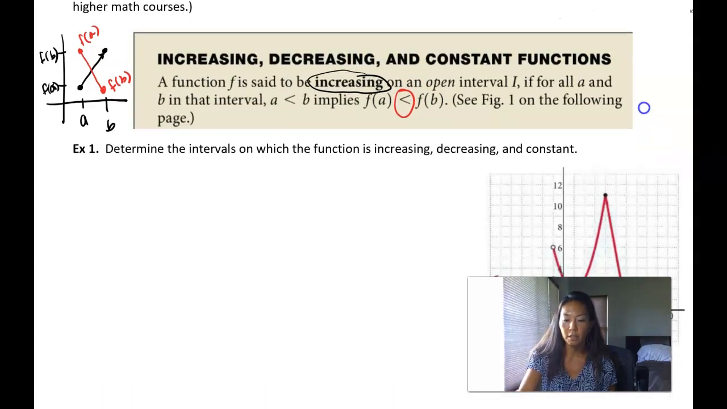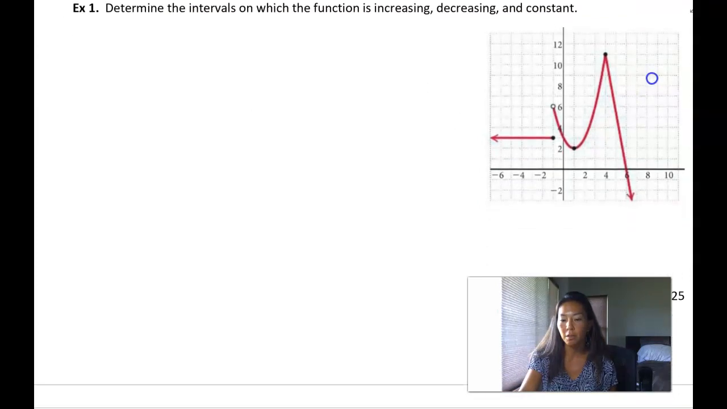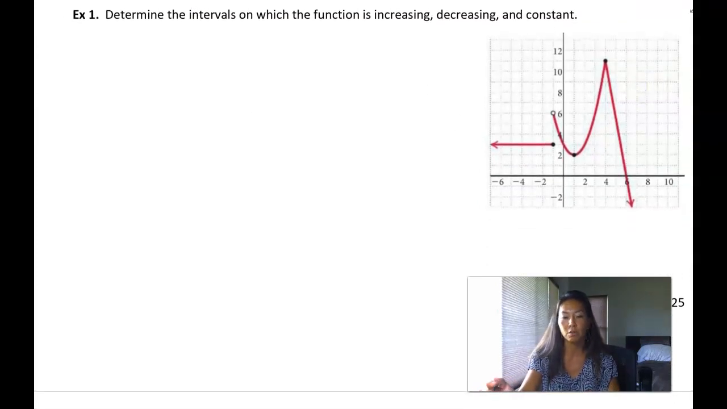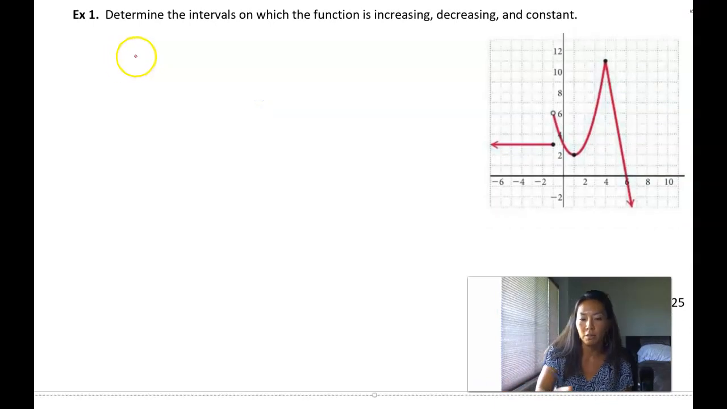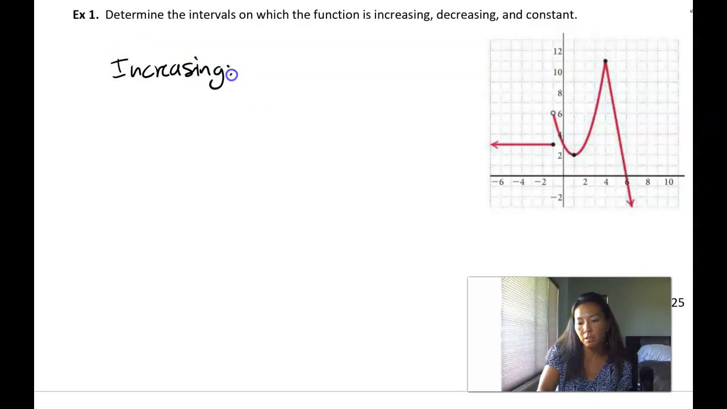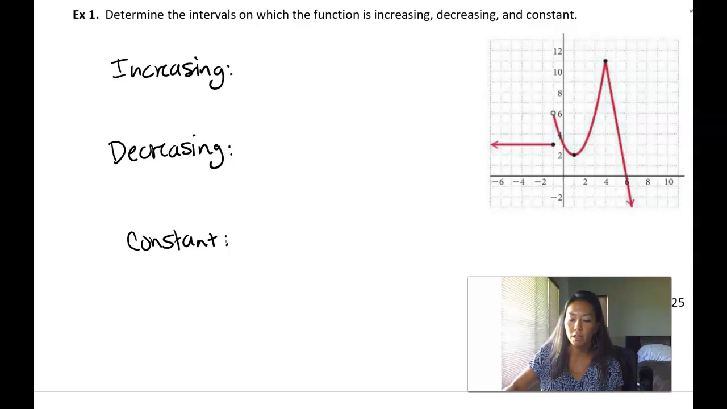All right, so let's look at this next example. The example is: determine the intervals in which the function is increasing, decreasing, and constant. So let's write the word increasing, and then we're going to just determine the interval in which it's increasing. All right, so where is the interval increasing? Remember, it's up and to the right. So I'm going to just travel from left to right, and I'm going to make sure that it's going up. So this one's going down, and it looks like it's going up. It's increasing right here.